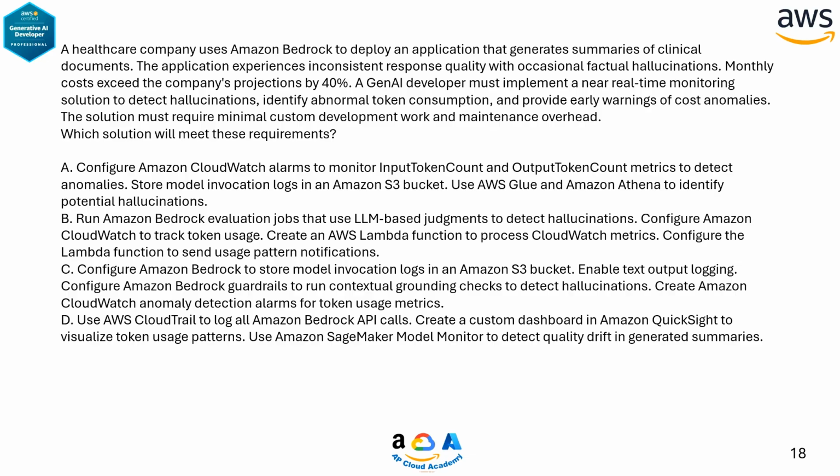A. Configure Amazon CloudWatch alarms to monitor input token count and output token count metrics to detect anomalies. Store model invocation logs in an Amazon S3 bucket. Use AWS Glue and Amazon Athena to identify potential hallucinations.